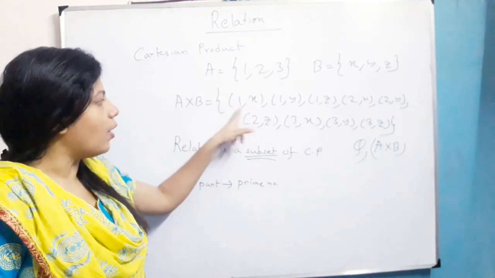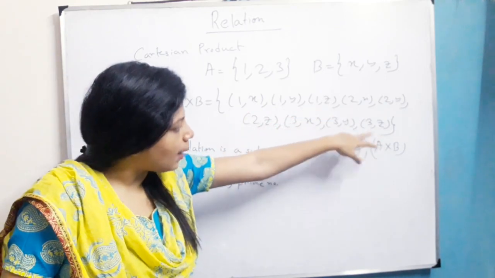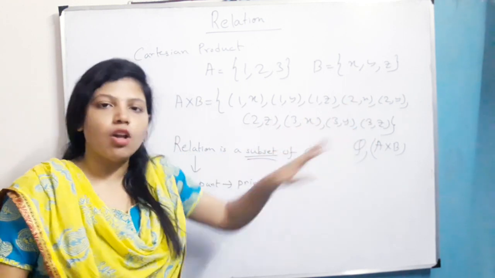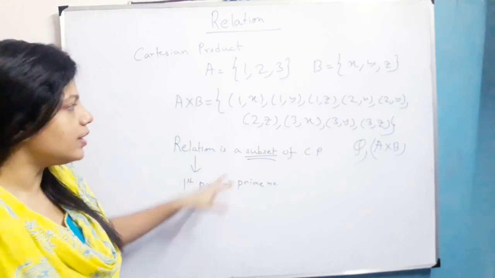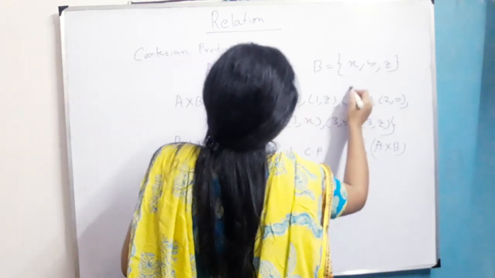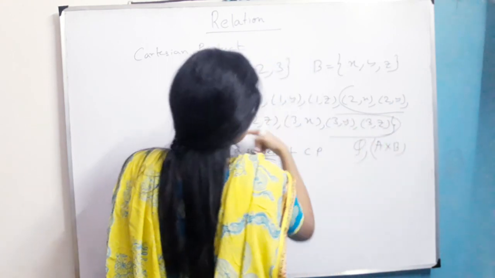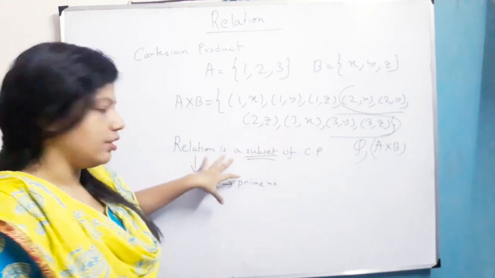So I can't take 1x, 1y, 1z. Which one can I take? From 2x up to 3z, because 2 is a prime number and 3 is also a prime number. So if I define this relation, that means from 2x up to there, all the terms are the elements of this relation.